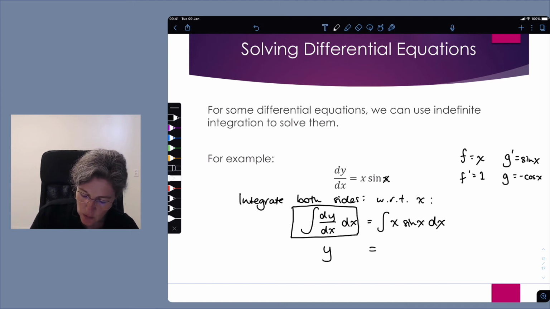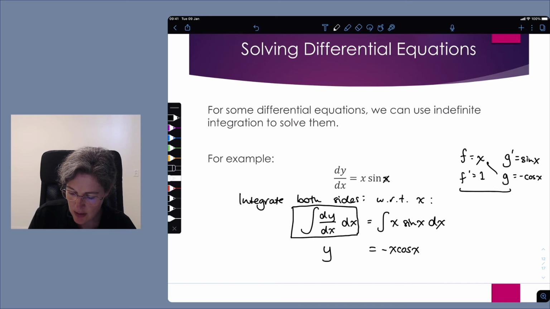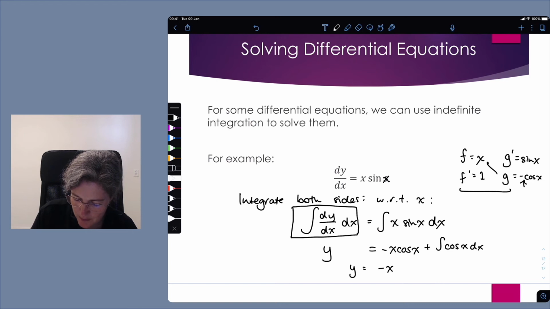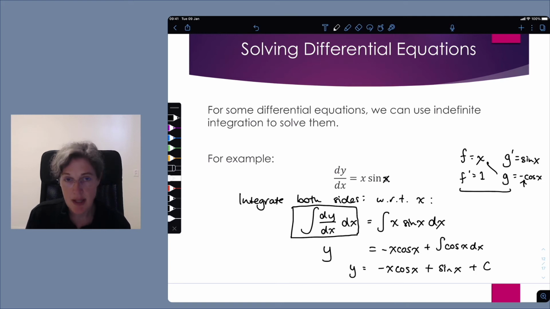And so now I know that my integral is going to be f times g, so that's minus x cosine of x, minus f prime times g, and there's a minus there, so this becomes a plus, the integral of cosine of x dx, and we can just finish this off. The integral of cosine is just sine of x, and now finally I need my plus c.